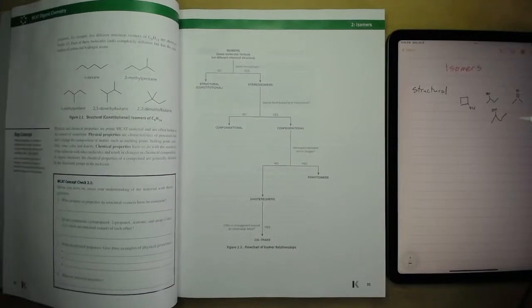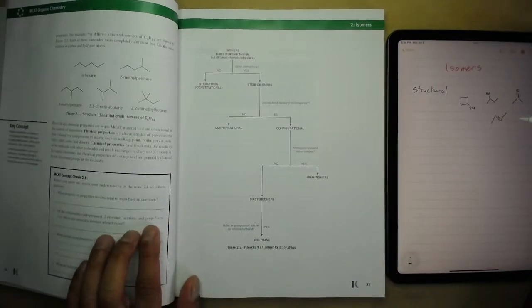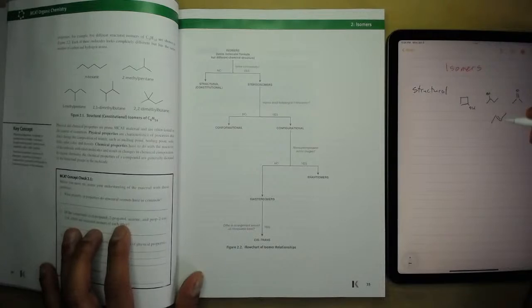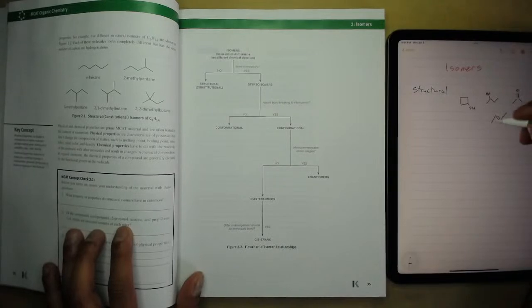Propene. So there's a double bond between the first two carbons. So I switch those around. It's got the double bond on the second carbon and an alcohol on the first.